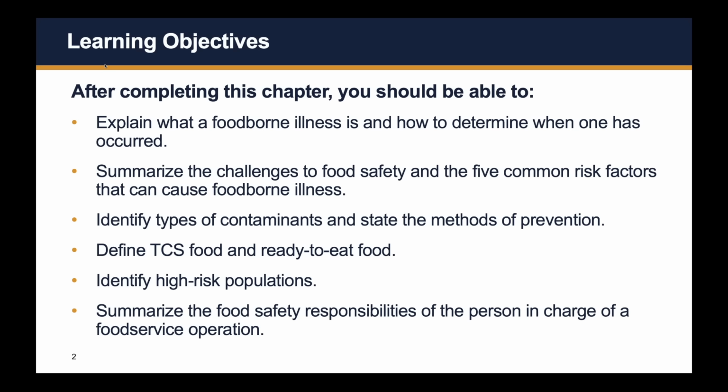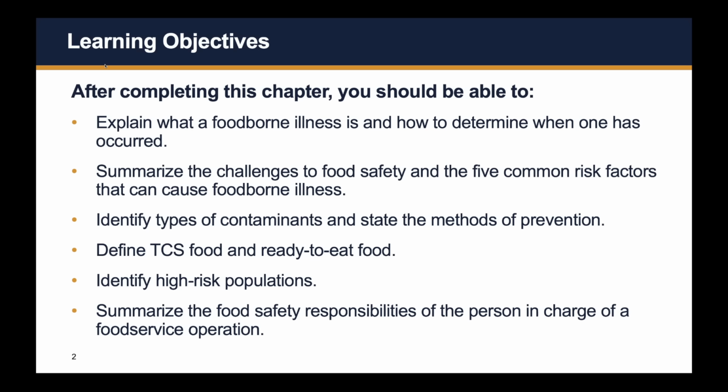All right. So after completing this chapter, you should be able to explain what a foodborne illness is and how to determine when one has occurred. You'll be able to summarize the challenges to food safety and the 5 common risk factors that can cause a foodborne illness. We will identify types of contaminants and state the methods of how to prevent those contaminants from spreading. We will define TCS foods and ready-to-eat foods. TCS is short for temperature control for safety.